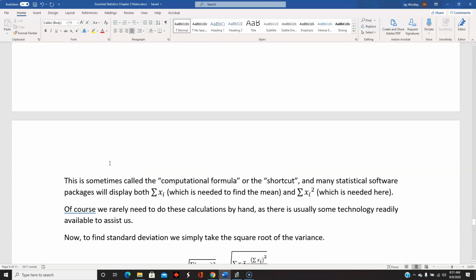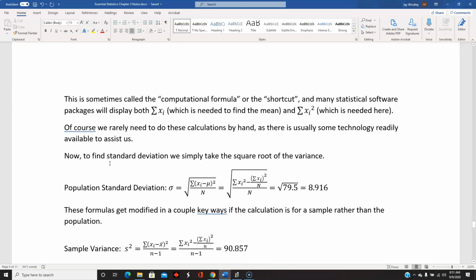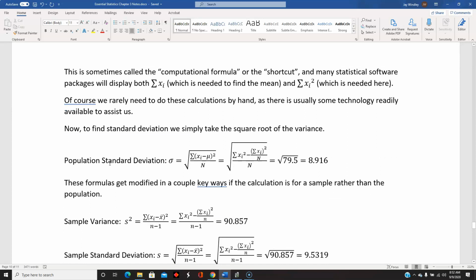Okay, now usually you don't have to do this by hand because we have some kind of technology, whether that be a calculator or Microsoft Excel or whatever. But the point is, that's how you do it if we were doing it by hand. And then once you have the variance, you simply take the square root and you get the standard deviation. So notice now it's just sigma instead of sigma squared because I've taken the square root.